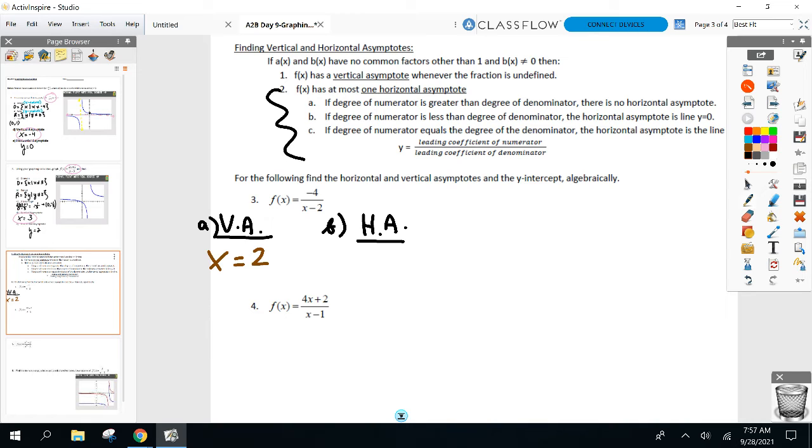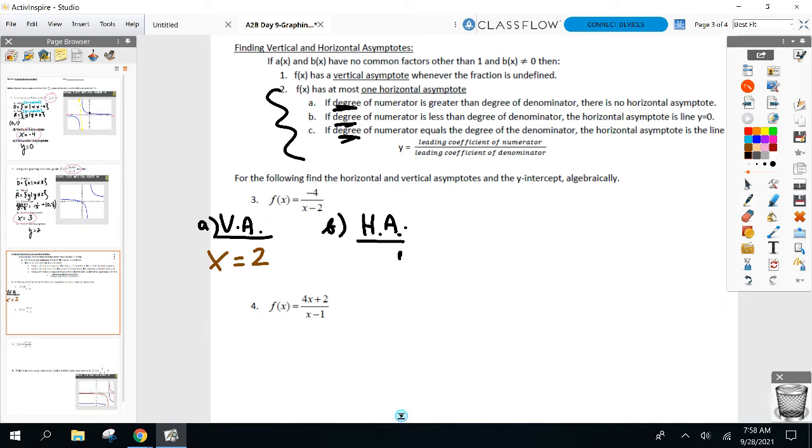All right, let me first talk about the degree. What does it mean by the degree? The degree is the highest exponent in the numerator and the highest exponent in the denominator. That's what degree means. So let's look at this first fraction in number 3. And what's in the numerator? -4. Is there any variable there? No. Okay, so we say the degree is 0. If there's no variable there, the degree is 0.